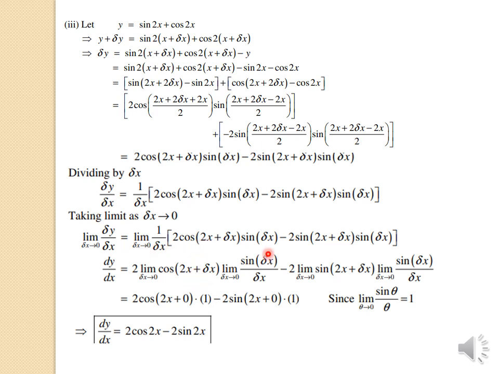So we apply the limit as delta x approaches 0 in the first term, in the second term, and in this part also. So student, delta x divided by this whole term, and delta x divided by this whole term also. So student, 2 cos(2x + delta x) remains the same with the limit delta x equals 0, but we divide delta x by sin delta x.